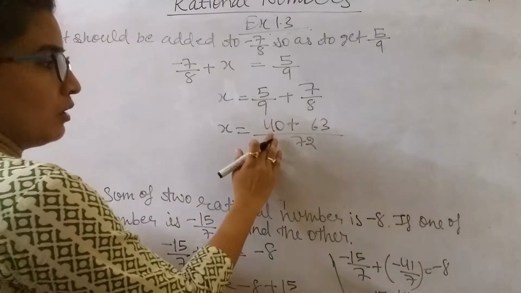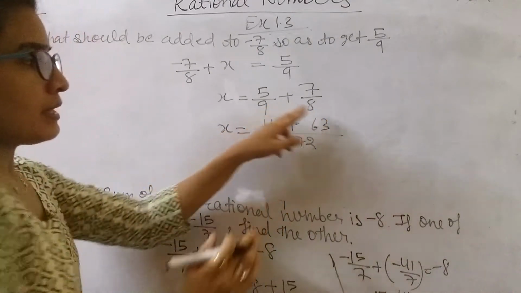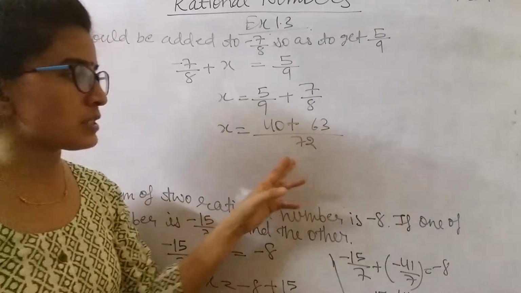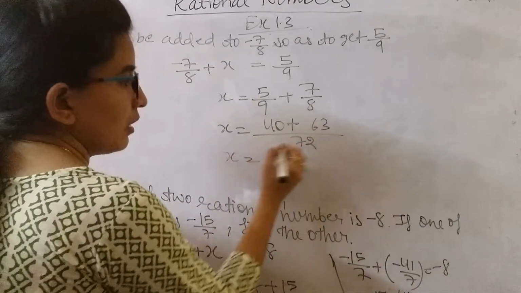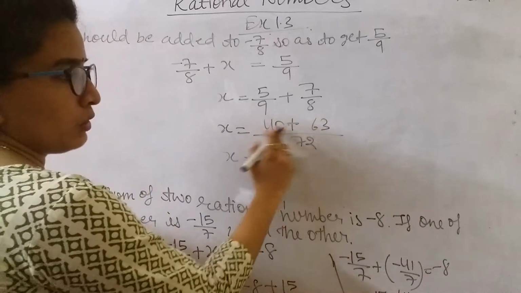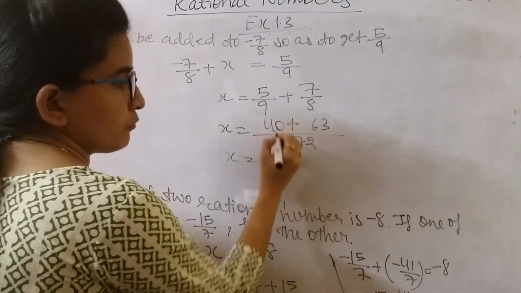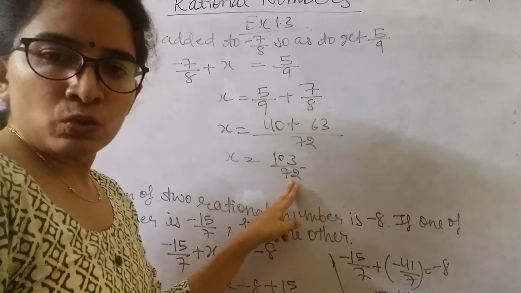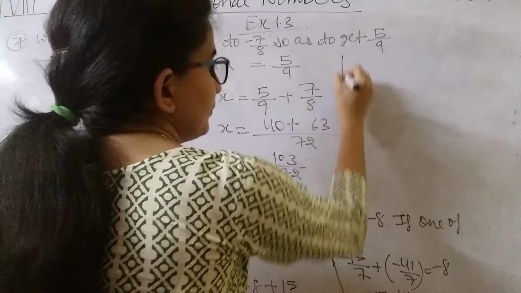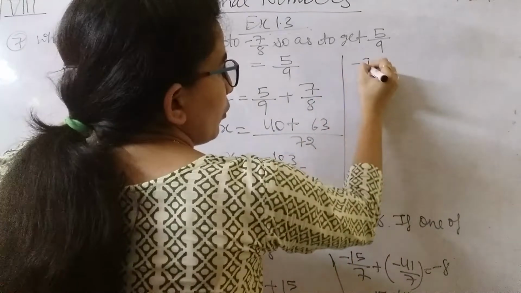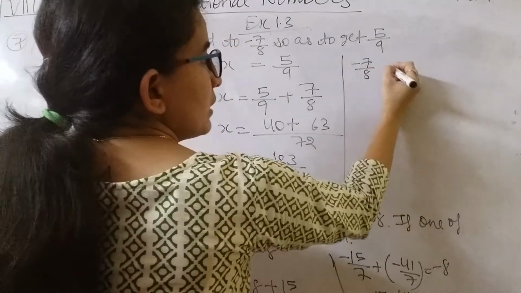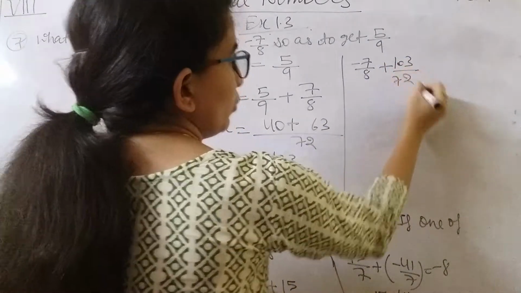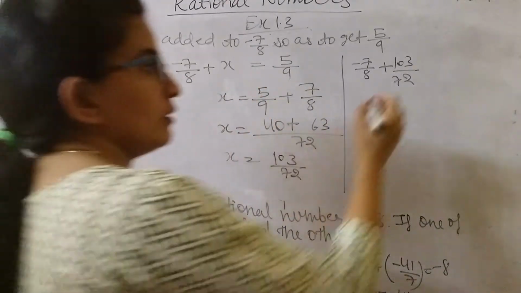So by taking the LCM and solving the equation, we get 40 plus 63 upon 72. We will add both the numbers, that will be 3, 6 and 4 will be 10, so 103 upon 72. Now we can check it. Minus 7 upon 8 plus 103 upon 72, it should be 5 by 9.